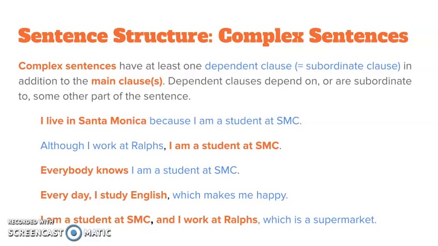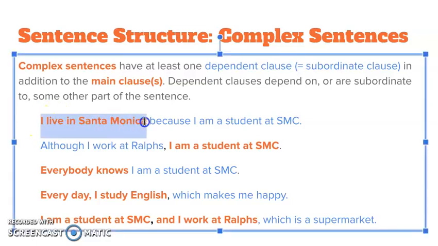Let's take a look at an example or two. I live in Santa Monica because I am a student at SMC. In this sentence, I live in Santa Monica is main. It doesn't depend on anything else. That live is actually the main verb in the sentence. That's the main clause. Look at this over here. This looks like a clause. It is a clause. I am a student at SMC. It does have a subject and a verb, and the verb has a tense, but it's part of something else in the sentence. It's depending on something else in the sentence. I would say it's depending on this word because. It's part of what because is doing in this sentence.